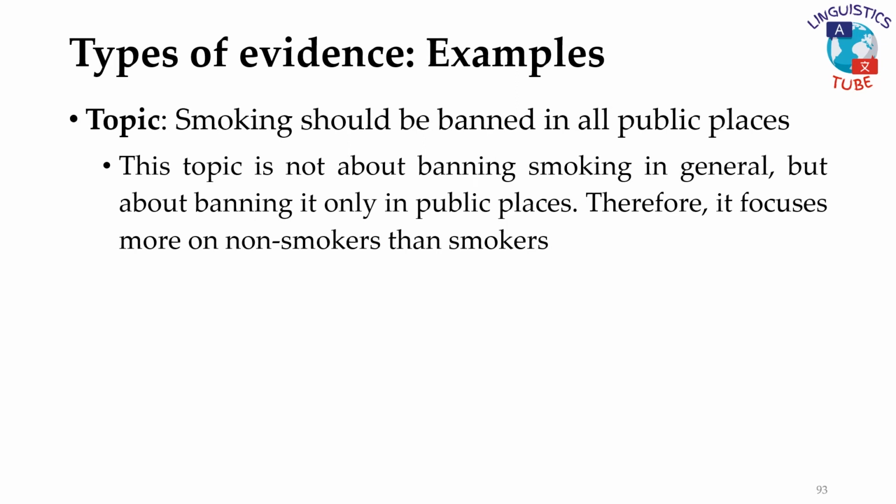Let's look at an example of each type of evidence. For this, I'll use the topic, smoking should be banned in all public places. Importantly, this topic is not "smoking should be banned." Therefore, this topic is not about banning smoking in general. It is instead about banning it in public, such as in parks, offices, restaurants, and schools. Therefore, it focuses more on non-smokers than smokers.